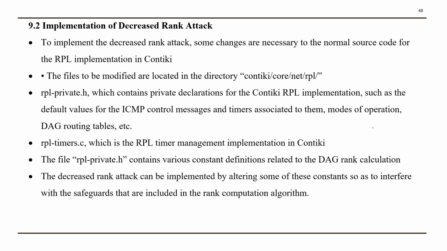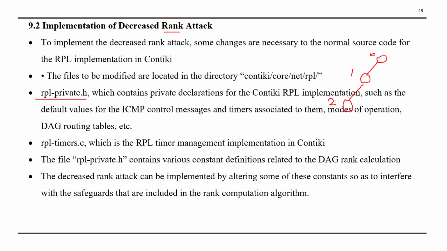Now if you see the rank attack, for implementing the rank attack we change the file rpl-private.h. This is a header file, and it consists of the information regarding the rank of a node. For example, this is a sink node, this is a UDP sender node, and this is another UDP sender. The rank of the sink node will be 0, the rank of this node is 1, and the rank of this node is 2.